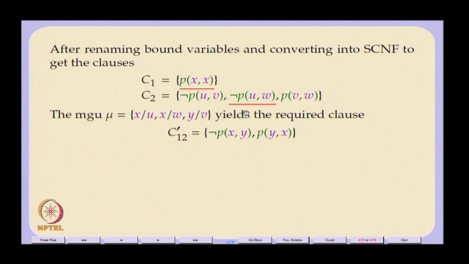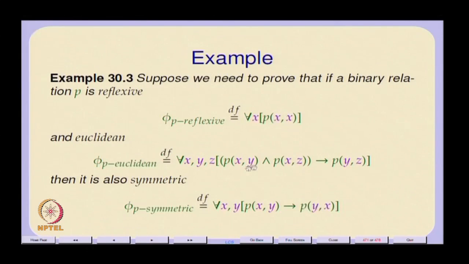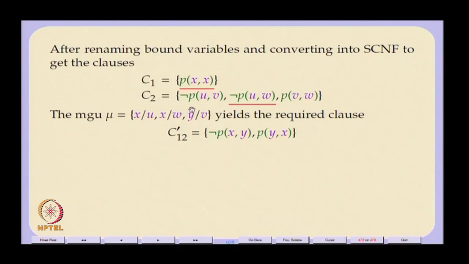I am sorry, this is the Euclideanness. So, for all u, v, w, that is what I should get: not P(u, v), not P(u, w), P(v, w). That is, not P(u, v), not P(u, w), P(v, w).